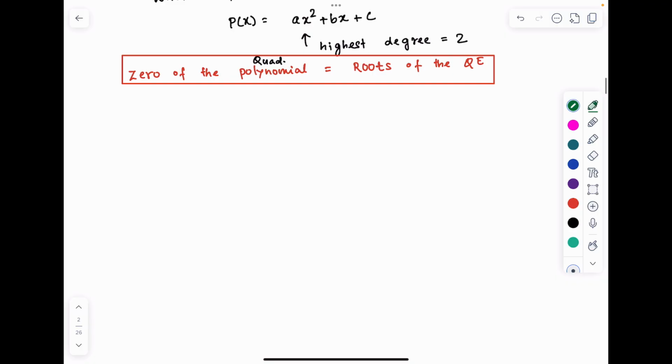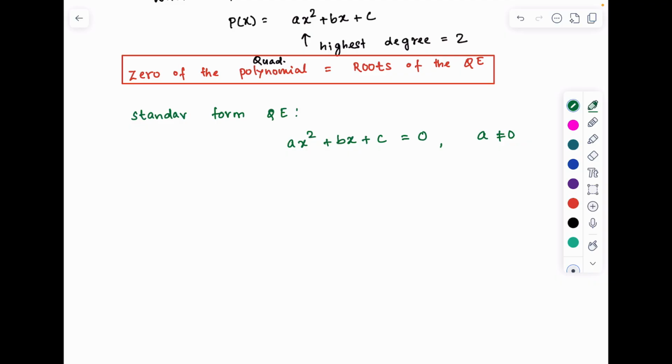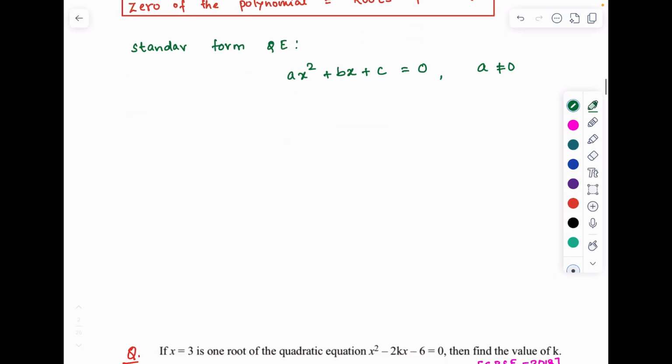And the standard form of a quadratic equation is ax² + bx + c = 0. Here a and b are the coefficients of x² and x respectively, and here we have to take a not equal to 0. If a equals 0, then it becomes a linear equation.